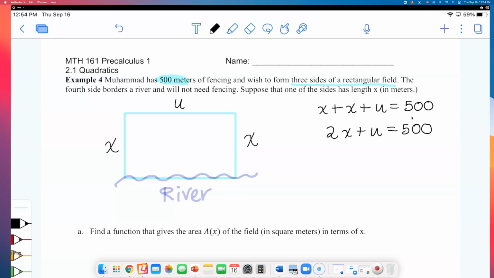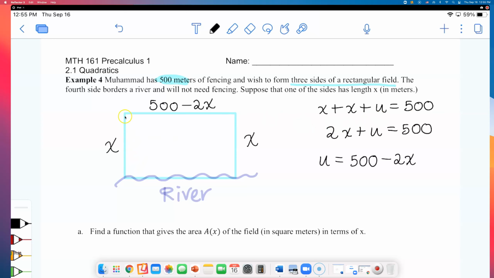If I want to solve this for y, I will subtract 2x from both sides. So y must be equal to 500 minus 2x. So at this point, I'm going to go ahead and erase the letter y and call this side 500 minus 2x. And you can check this.